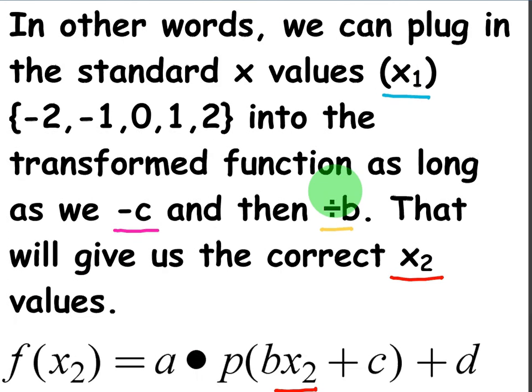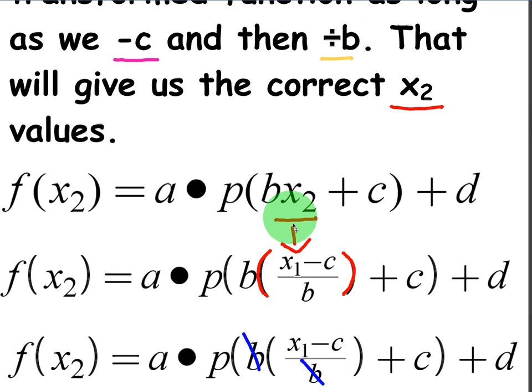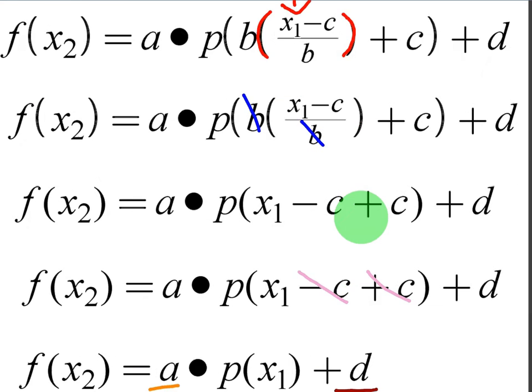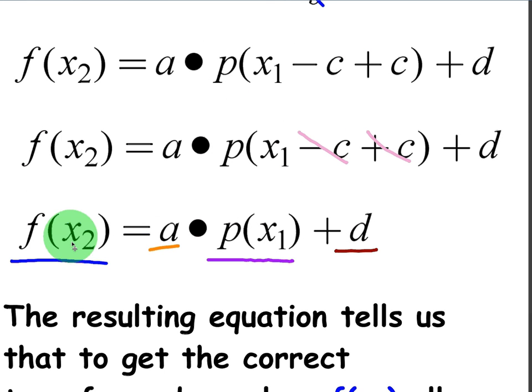p function. Now if we go ahead and substitute that back in, if x2 is indeed equal to x1 minus c over b, what's going to happen is our b's are going to cancel, and then our c's are going to cancel in the proof, and we end up with f of x2 is equal to a times p of x1, our original y values, plus d.